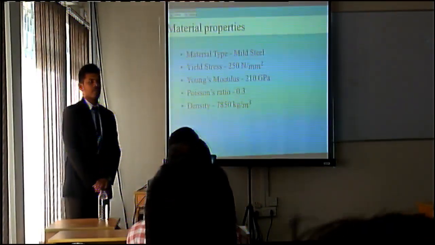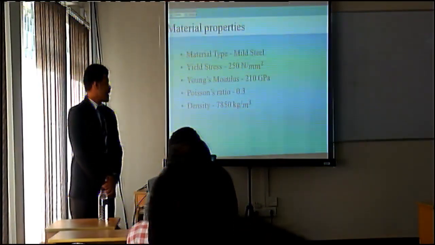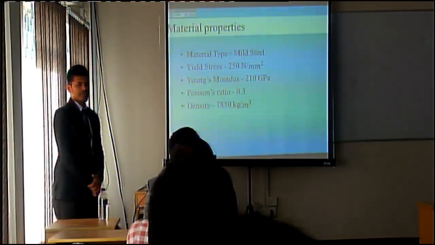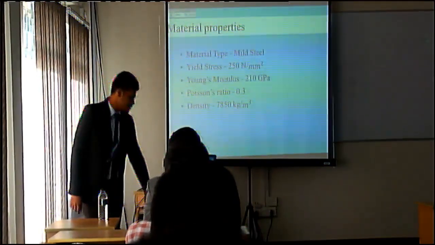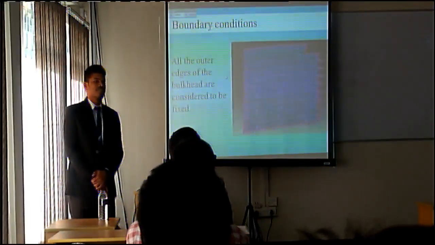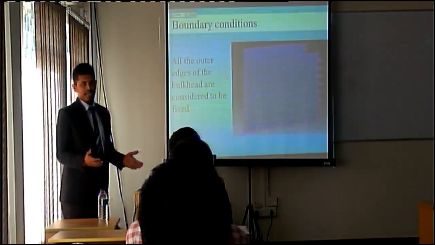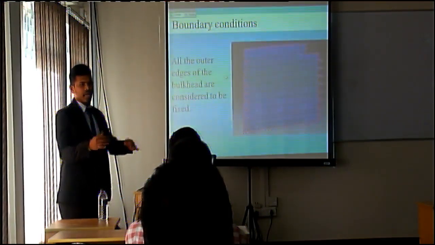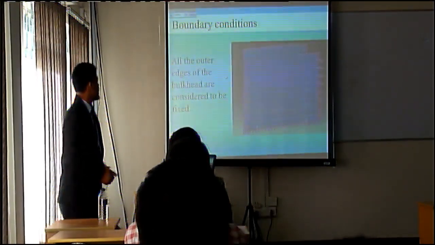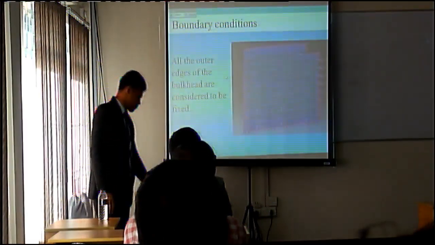Material properties: we have used mild steel as the material to build this bulkhead, and generally the yield stress of mild steel varies from 235 to 250 Newton per square millimeter. For analysis, we need to define the boundary conditions. As the bulkhead will be welded with the hull, and the upper side of the bulkhead will be welded with the deck, we are considering that all the outer edges of this bulkhead are fixed.